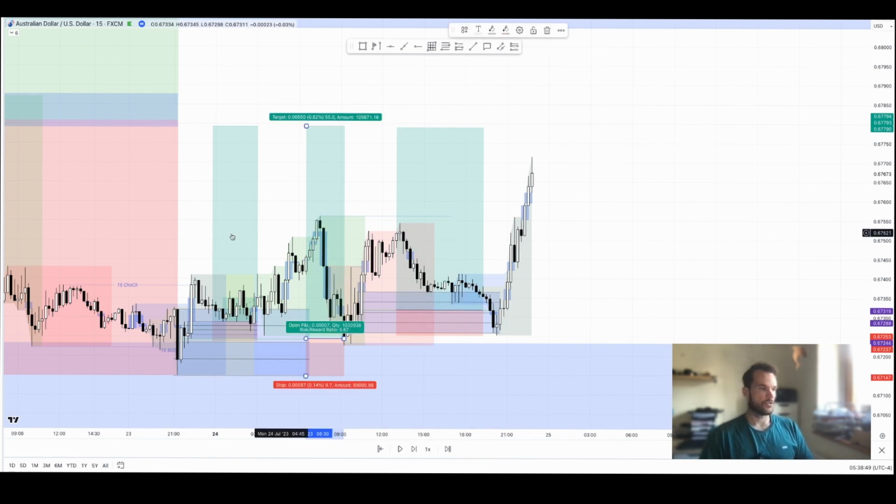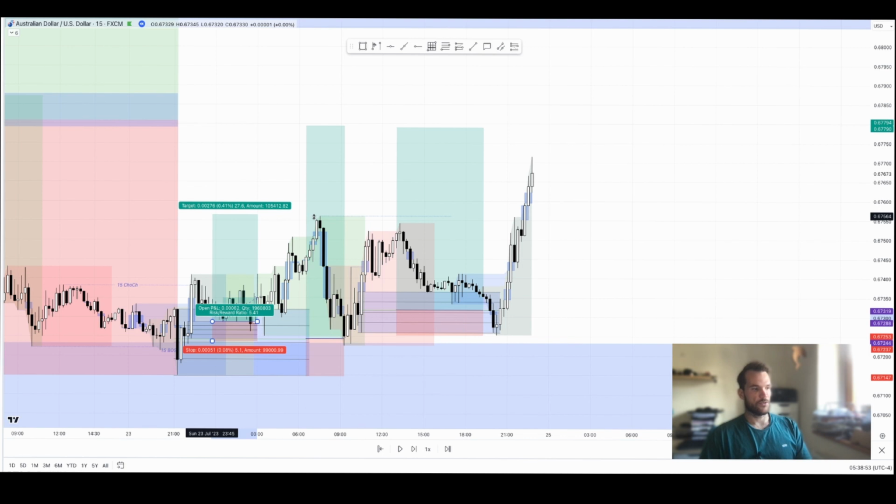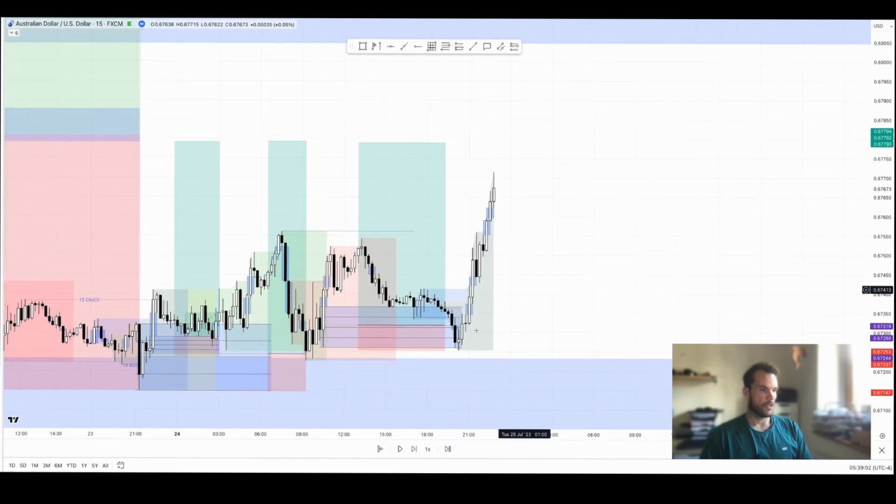We've taken 2 losses here on a little sweep off. Maybe if we went to 5R there, it would have been pretty sad to watch that all go back down, but that's trading.